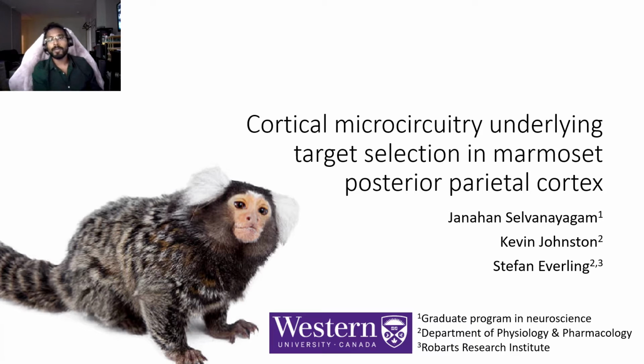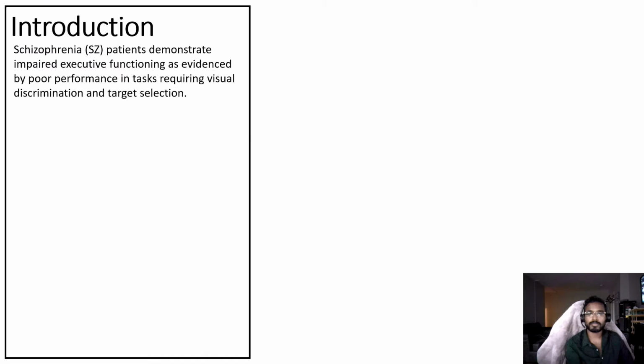Hi, so today we'll be talking about the cortical microcircuitry of the marmoset posterior parietal cortex in the context of a cognitive task. So why do we care about this?